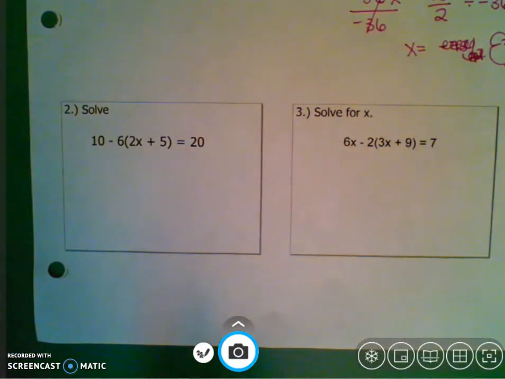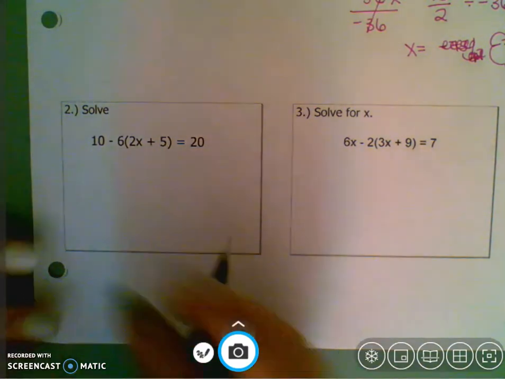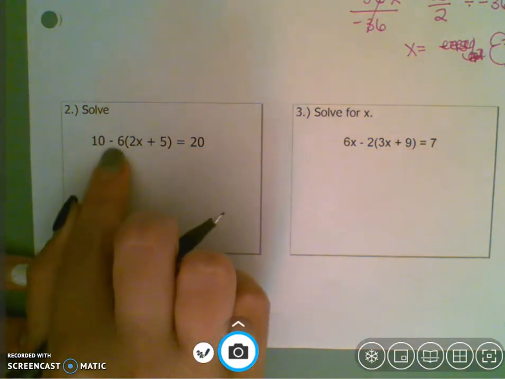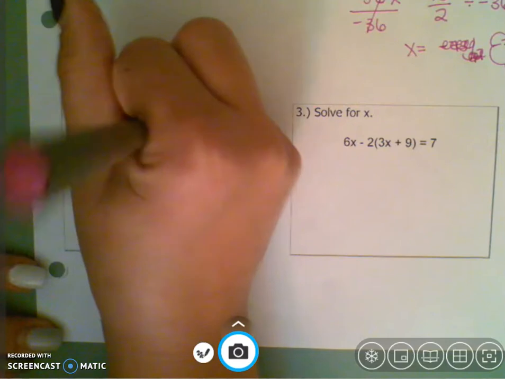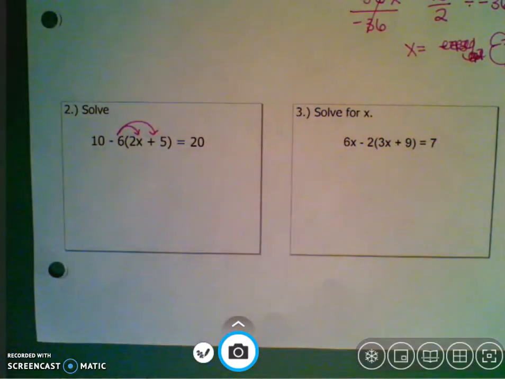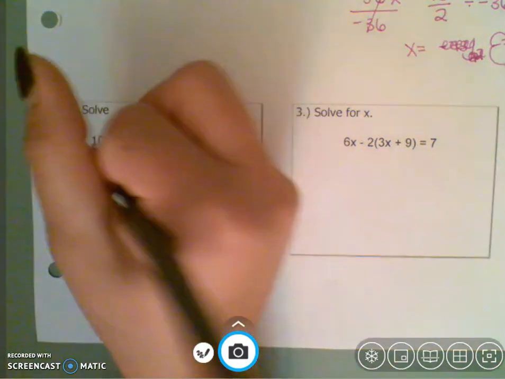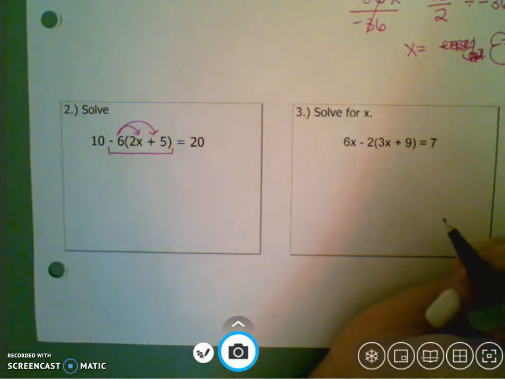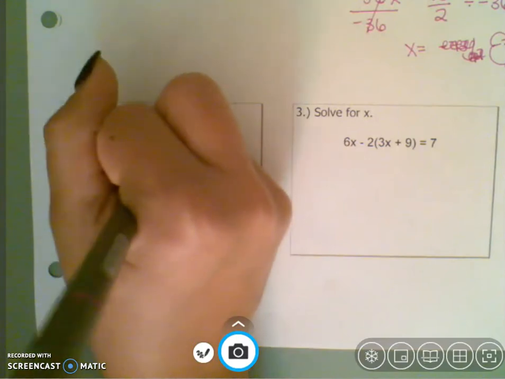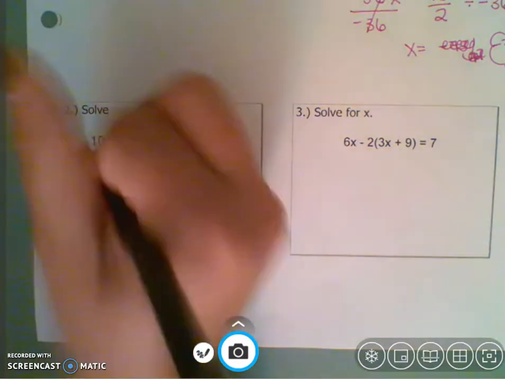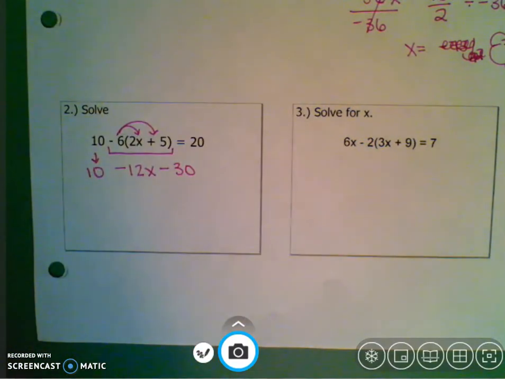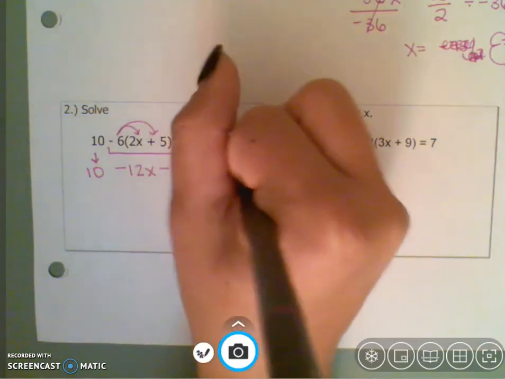Okay, again, we're distributing first for number 2 and number 3. In this case, you're distributing this 6 right here, but it's not just a 6, it's a -6. So go ahead and pause the video and see if you can distribute the -6. Okay, you should have paused the video by now. Distribution should give you -12x minus 30. But you have to bring the 10 down because we didn't mess with that yet. And don't forget your equals 20.